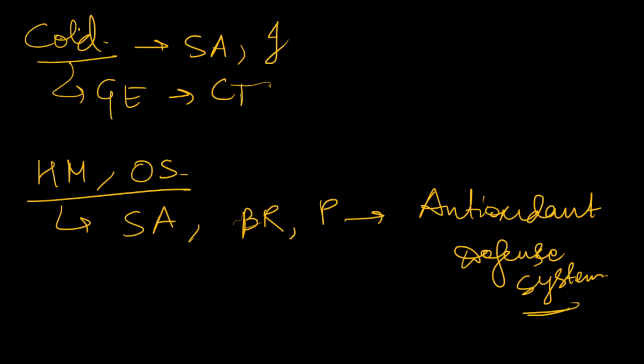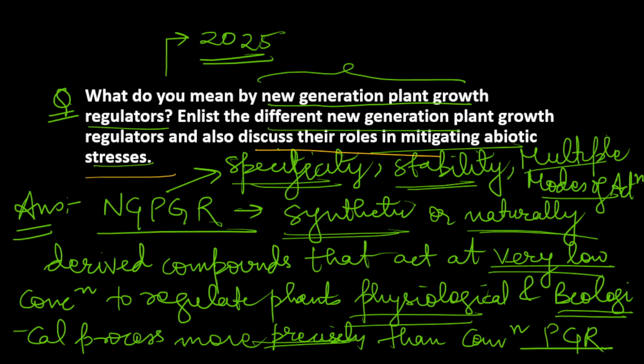And in conclusion, you can mention that yes, new generation PGRs properly help plants maintain growth and productivity under adverse environmental conditions. They also offer a sustainable approach, yield stability, and resource use efficiency under changing conditions. So these are the things you can mention in conclusion. I hope you understand all the parts of the question and you will be able to write a very good answer.